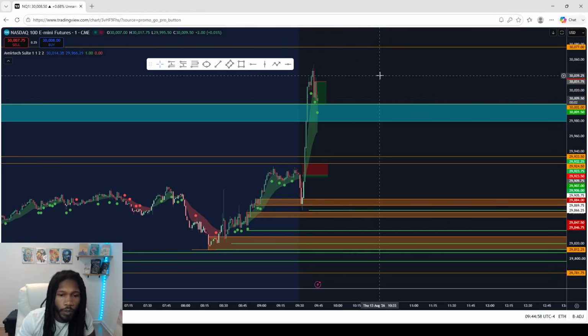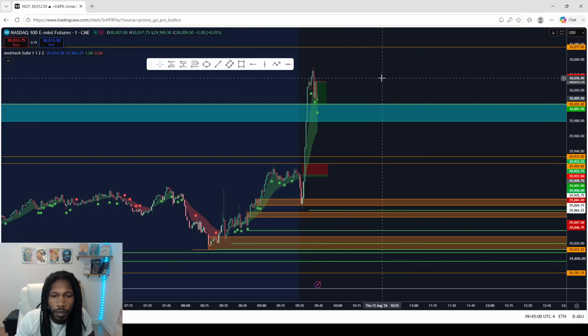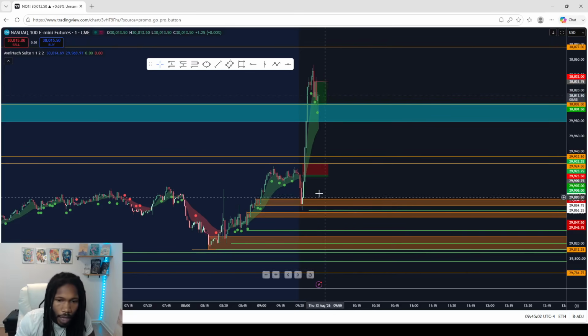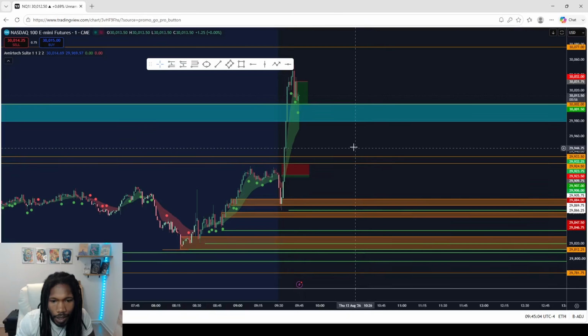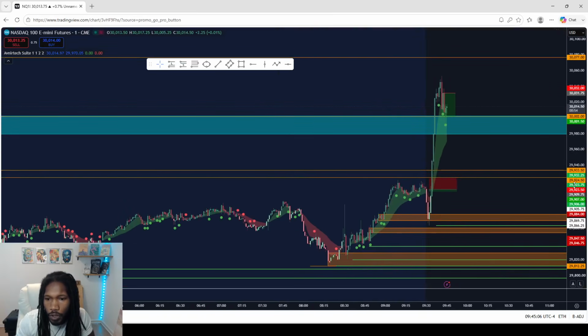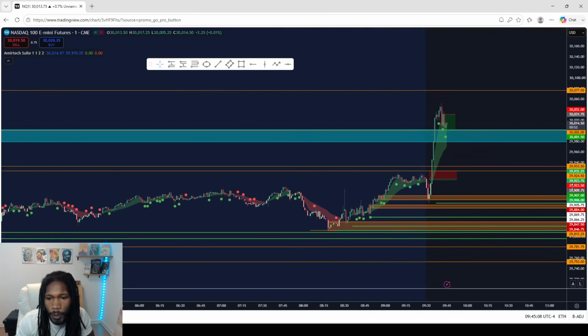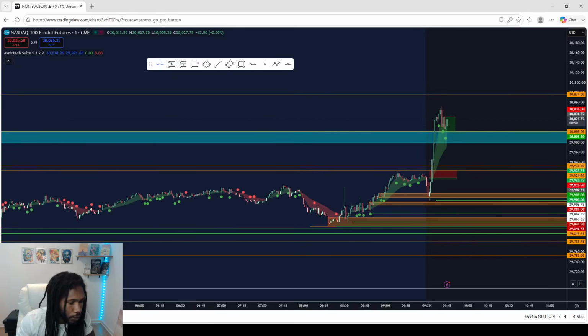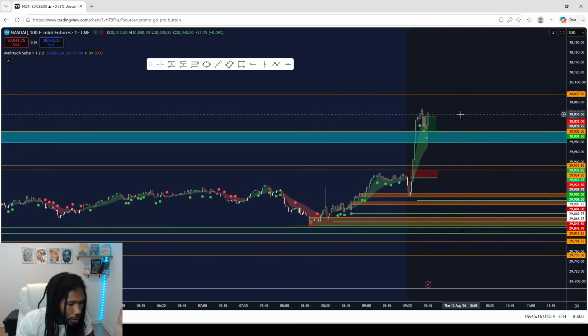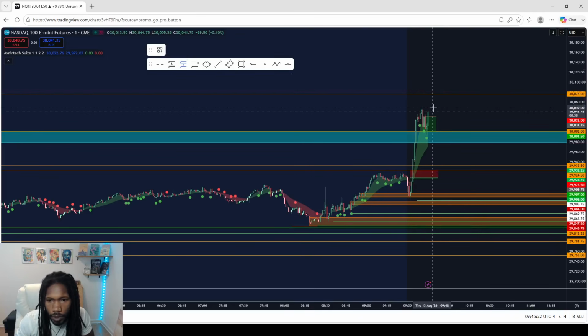But hopefully, you guys saw that play. I'm sorry I didn't catch you. I'm so distracted. I saw the setup developing just before it happened. Actually, we have an entry right now for anybody that wants to re-enter. You possibly could enter now with a very tight stop. But just be careful with price maybe breaking these highs.